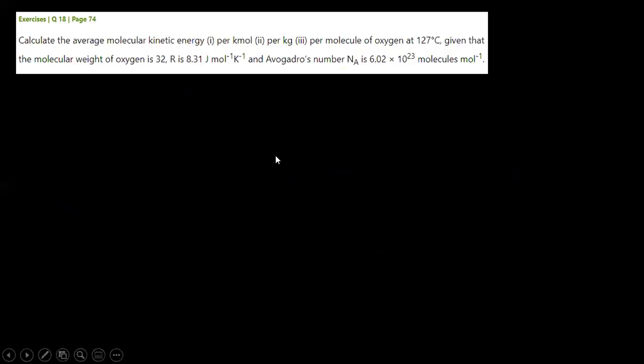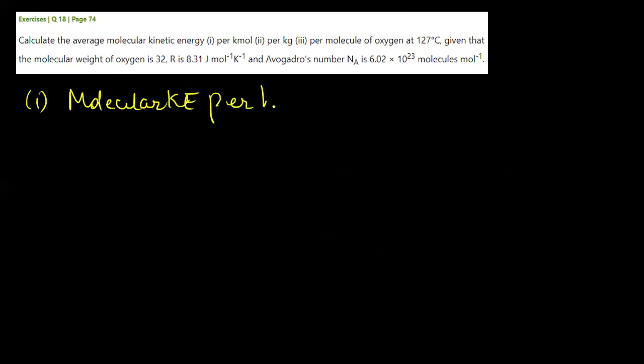Next. Calculate the average molecular energy per mole. Now there are three things given. First, average molecular kinetic energy per kilomole. The formula for this will be 3 by 2 RT. R is given to you as 8.31, so just take that value.